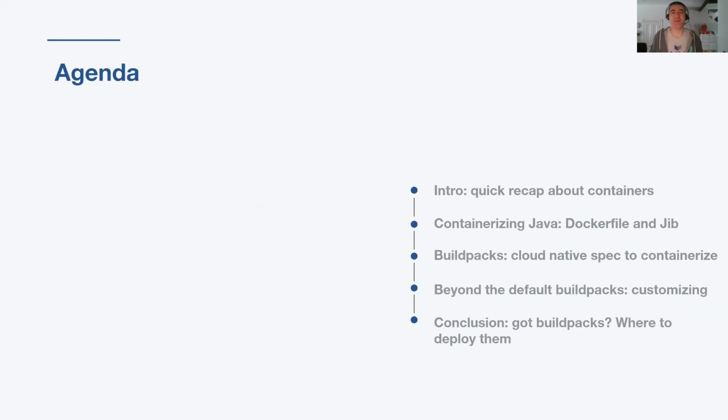Enough about me. Let's go through the agenda. Today, we will, of course, do a quick recap about what containers are. Then we'll move on to the typical options that we have, that we had for quite a long time now, for a few years already: the Dockerfile and Google Jib. Then we'll move on to the Buildpacks, and we'll have a look at how they work, what are the concepts behind the Buildpacks.